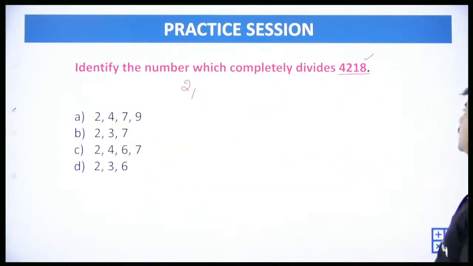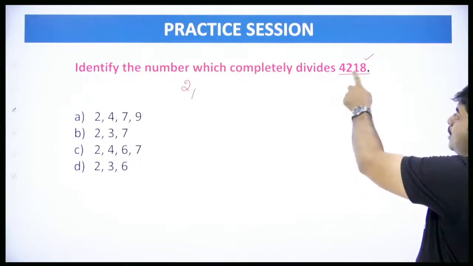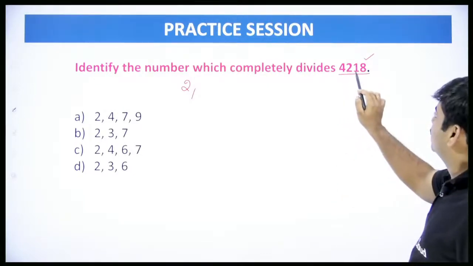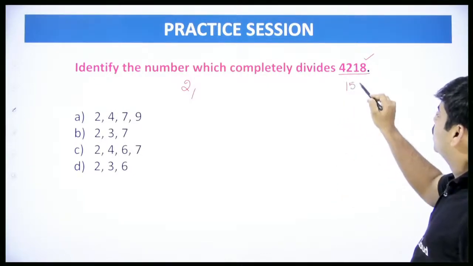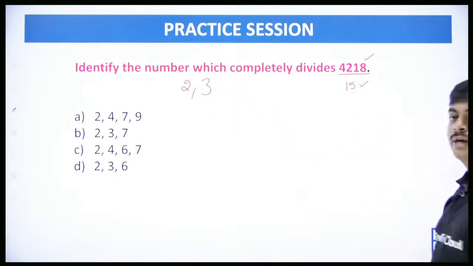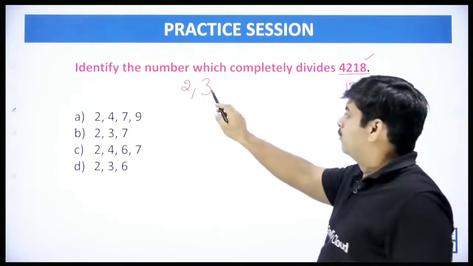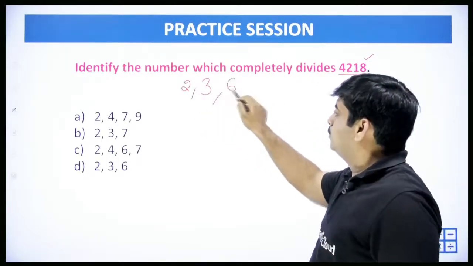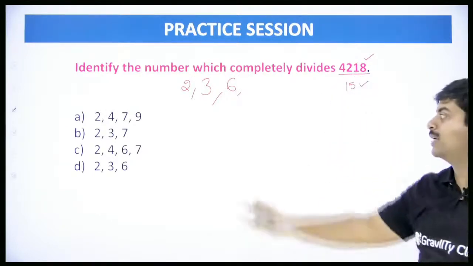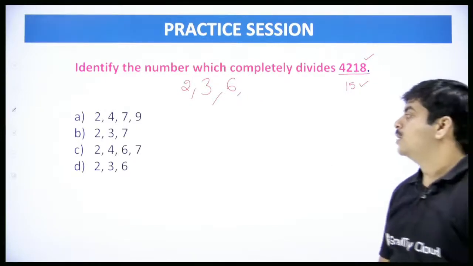Let's try to add all the digits, the divisibility rule for 3. 4 plus 2 is 6, 6 plus 1 is 7, 7 plus 8 is 15. Yes, it is a multiple of 3, so 3 is also a factor. It is a multiple of 2 and a multiple of 3, so definitely it is a multiple of 6. So 2, 3, 6.